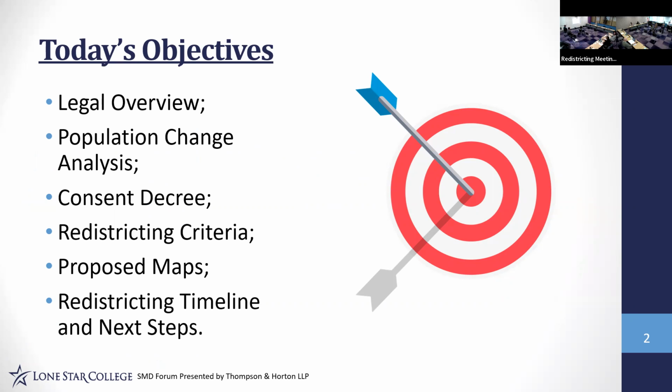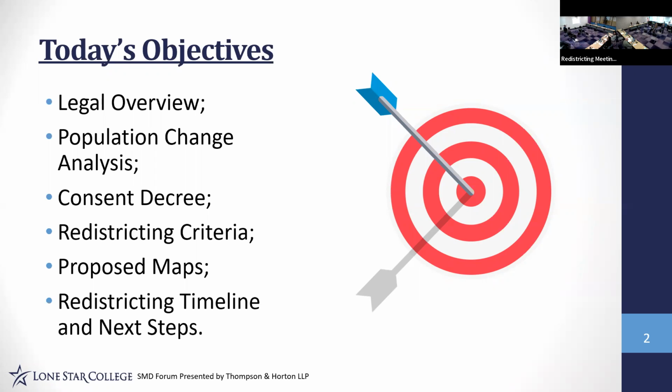As you will learn from that discussion, redistricting is centered around the release of census data, and it's a reaction to that data, a reaction to population changes over the decade. And so we'll then go into a discussion about the specific population data for the Lone Star College system and what that requires of us under both federal and state law.